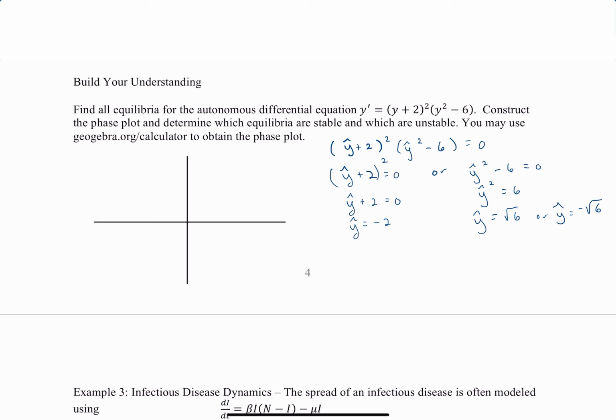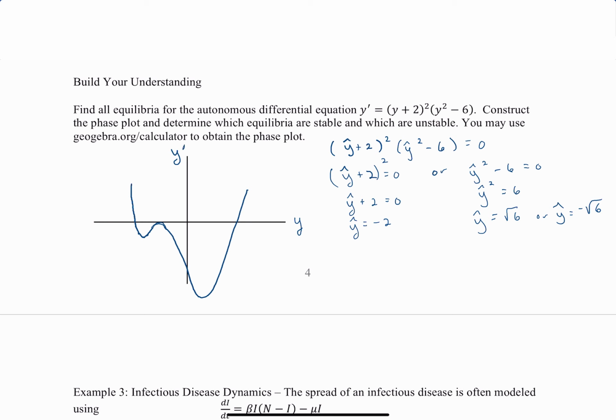Now we want to get the phase plot, which I did do in GeoGebra, and I got something shaped kind of like that. That was supposed to go all the way up and touch the horizontal axis. Speaking of which, we should label these. Our horizontal axis is representing y's, and our vertical axis is y primes.